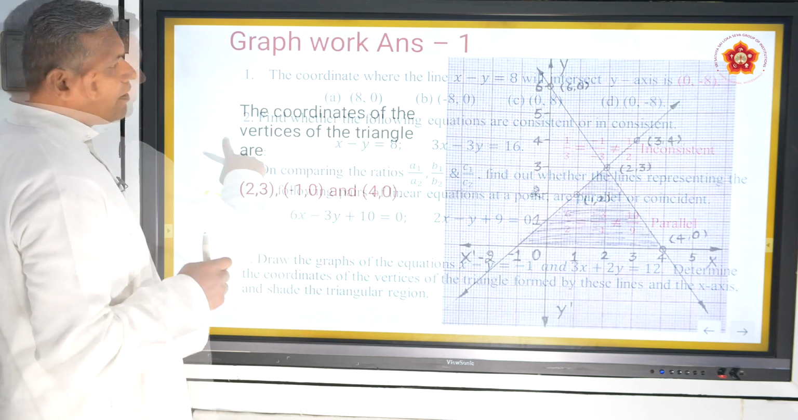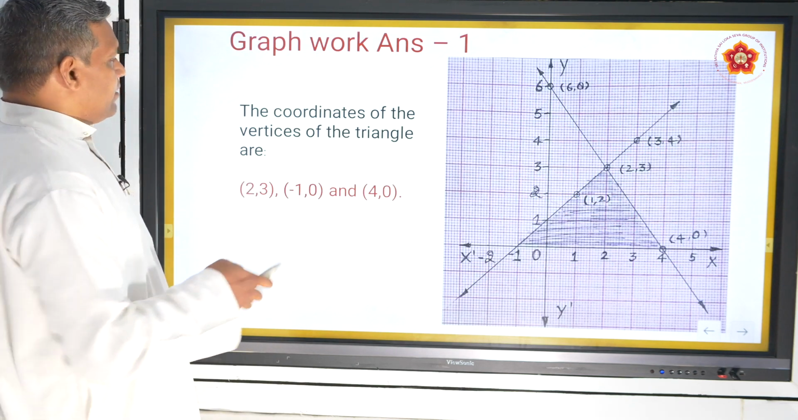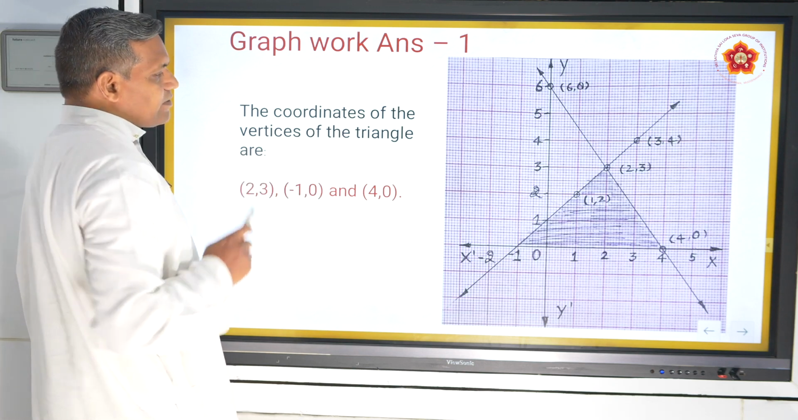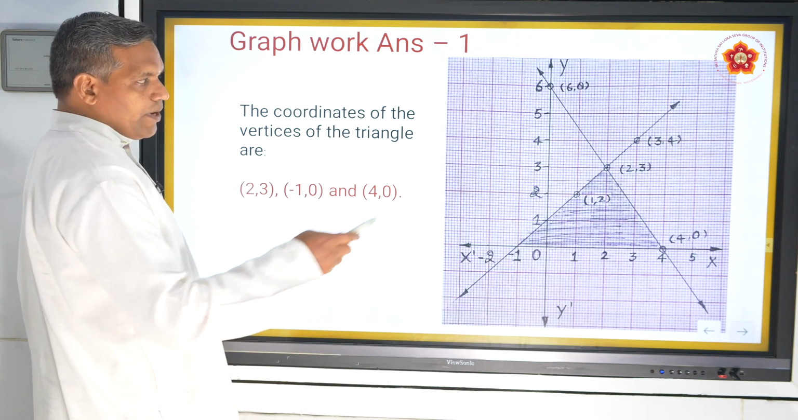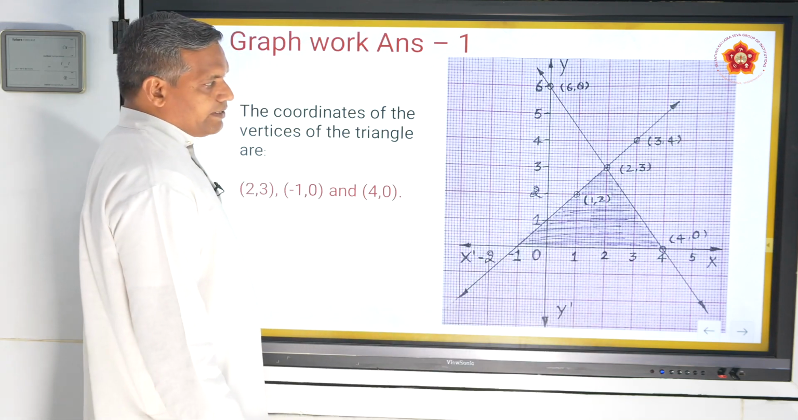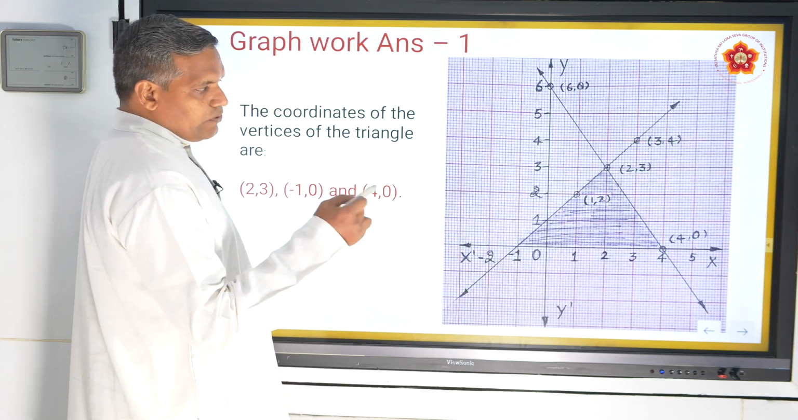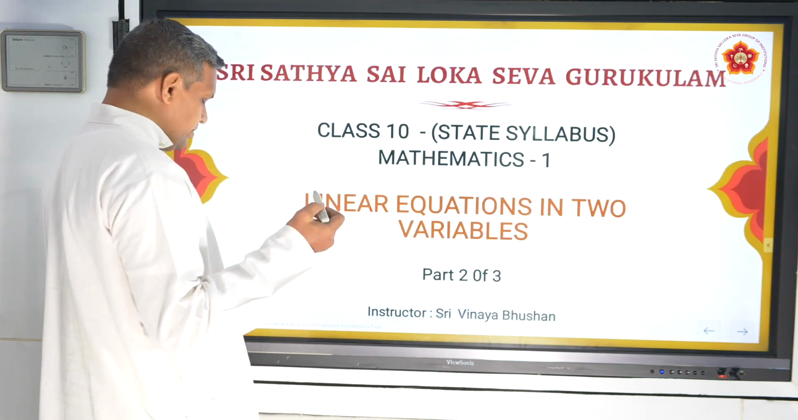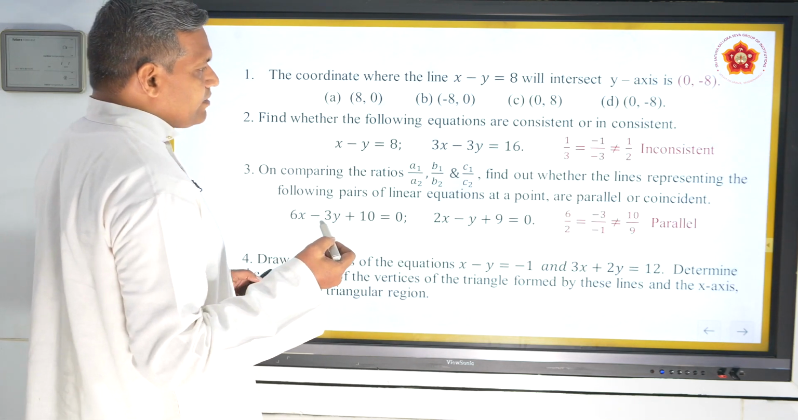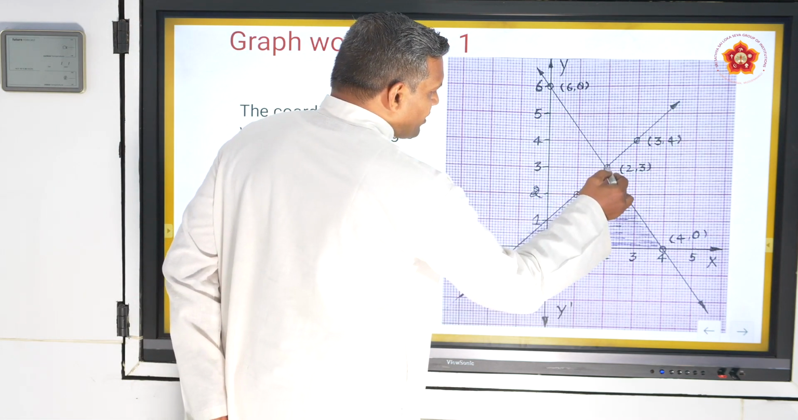Let's see. Now this graph is depicted. What they are asking is the coordinates of the vertices of the triangle. When you plot the graph, one of the equations becomes the line here. Another equation becomes the line here. These two lines intersect at this particular point. So here this point is one of the coordinates.